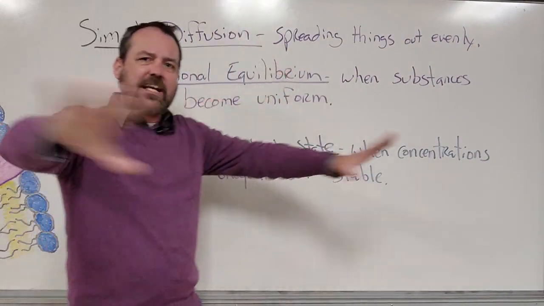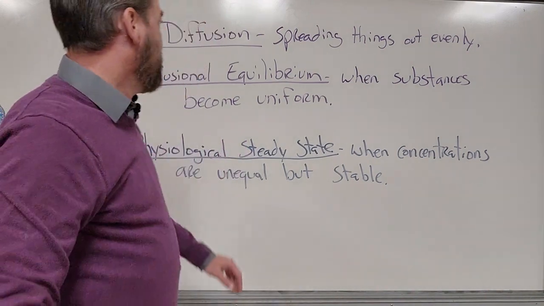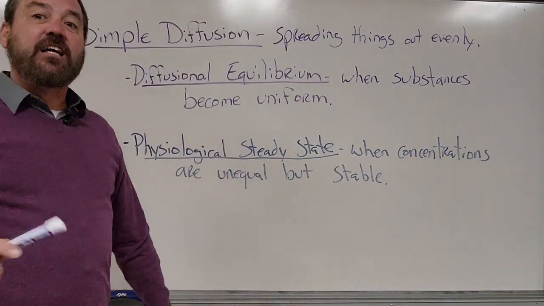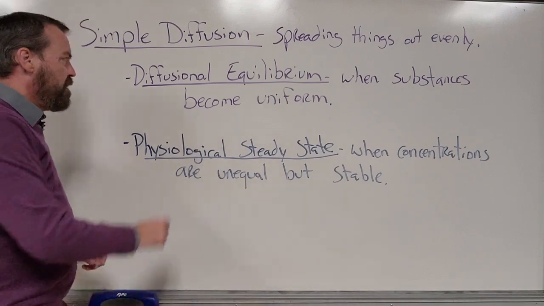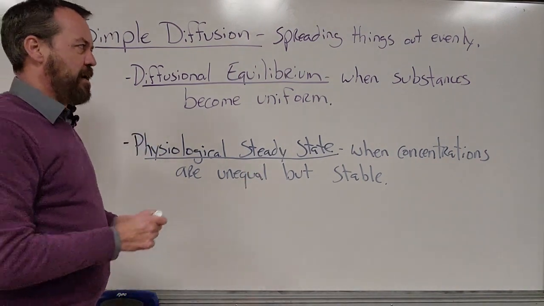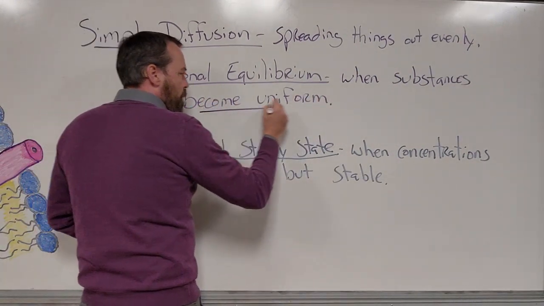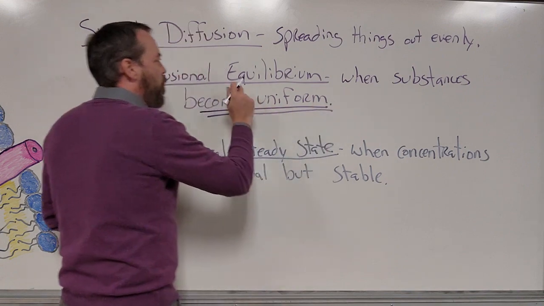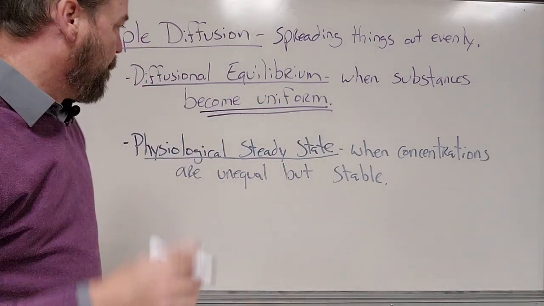So it's just spreading things out evenly. Doesn't require any energy. It's one of our passive processes. When everything does get spread out evenly throughout the solution, then we've reached diffusional equilibrium. So that is when substances become uniform. When substances become uniform, then we've reached diffusional equilibrium, and that's really as far as diffusion is going to go.